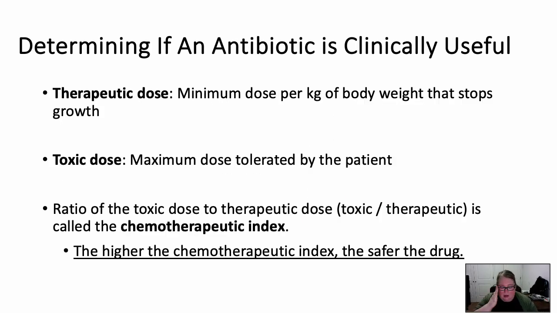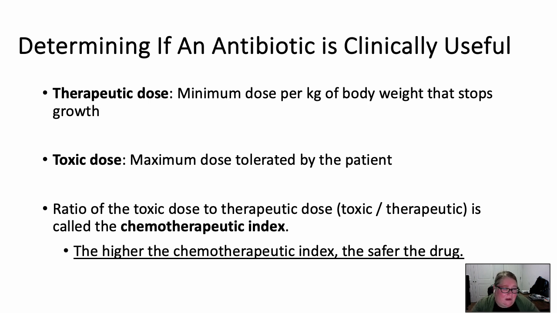Now, with that curve and those tests, there come some other vocabulary words. You need to know these. You will be tested on this. We have 3 terms, and I want you to know them. The first one is the therapeutic dose. This is the minimum dose per kilogram of body weight of the patient that's going to stop or inhibit growth. We also have what is called the toxic dose.